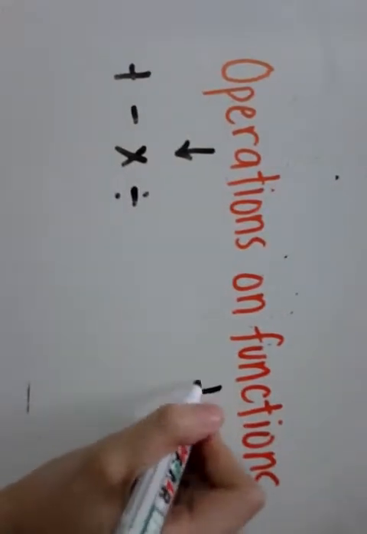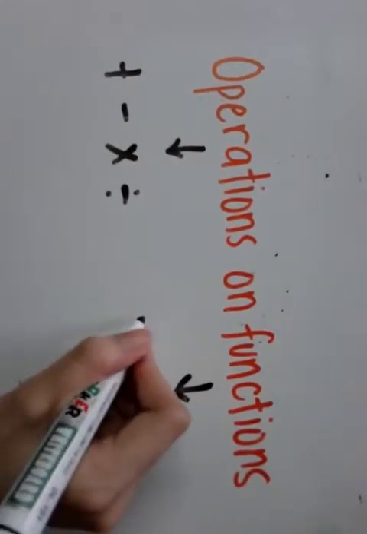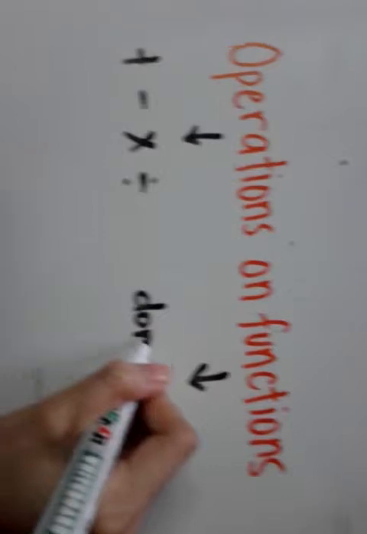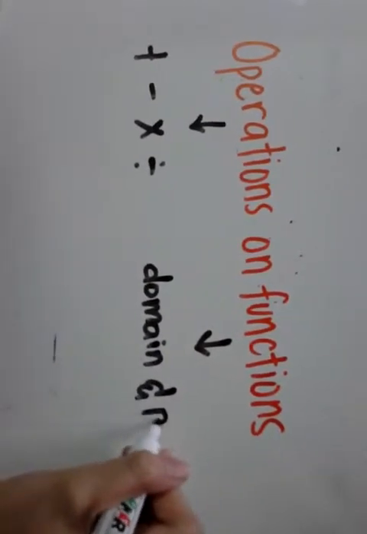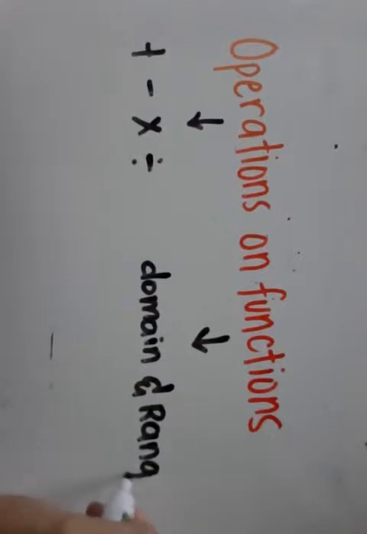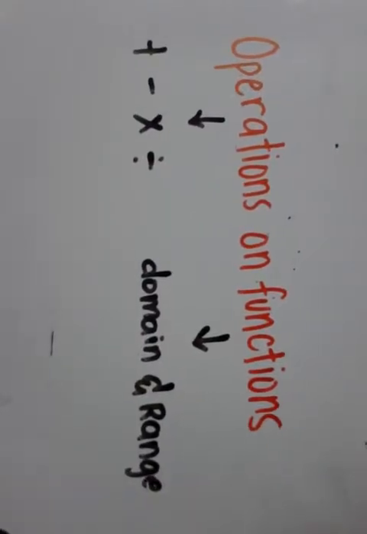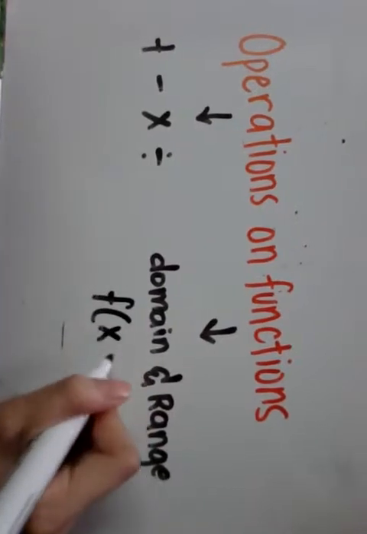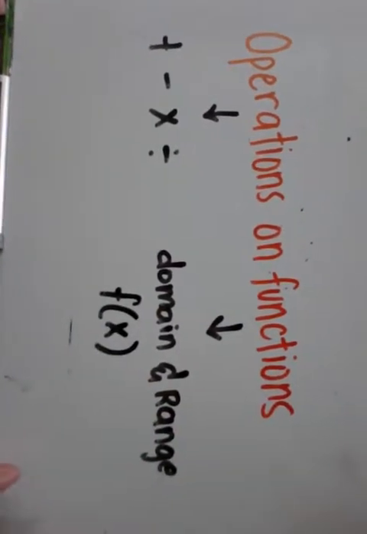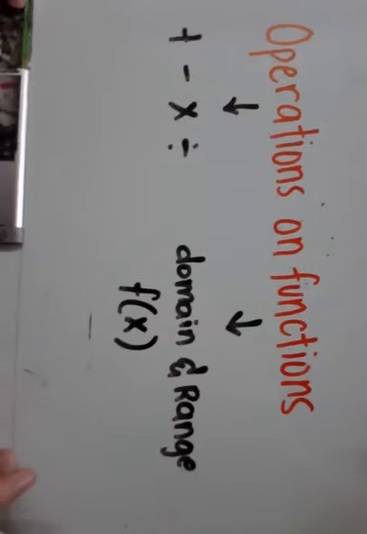While function, it is the relation between the domain and the range. And it is denoted by the symbol f open parenthesis x close parenthesis. It is read as f of x.